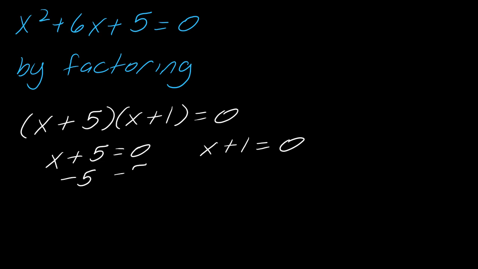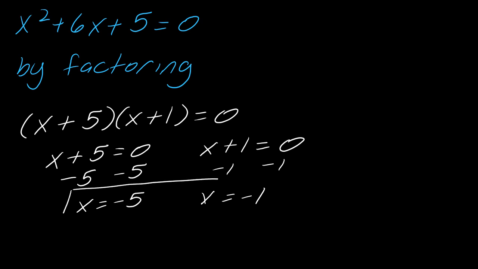And then if you can't tell what the answer would be just by looking at it, you can just solve each one of those factors for x like I'm showing you here. So here would be my two solutions. I'd have x equals -5 or x equals -1. So factoring is the first technique, but not all problems can be factored.